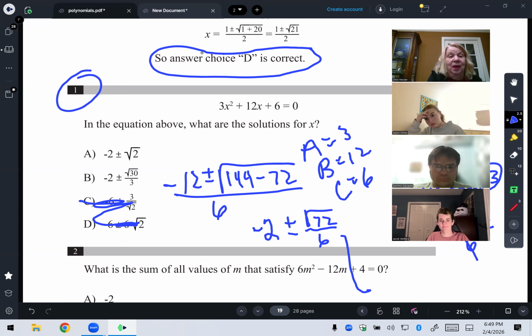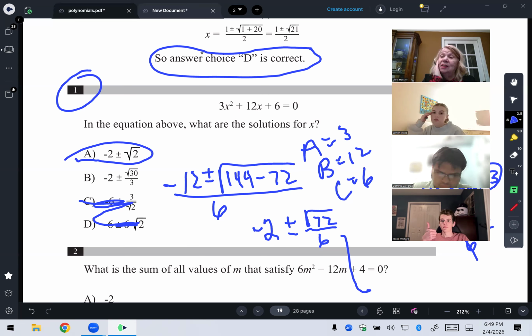So the answer will be A. Does that make sense for everybody? Okay, let's try some book problems to see if you're up for it.